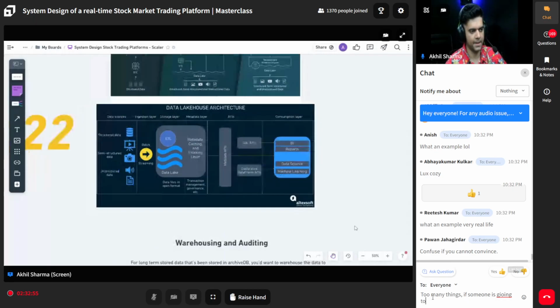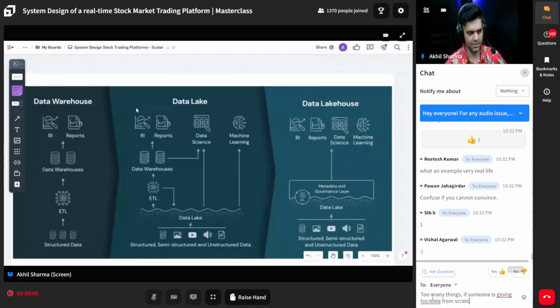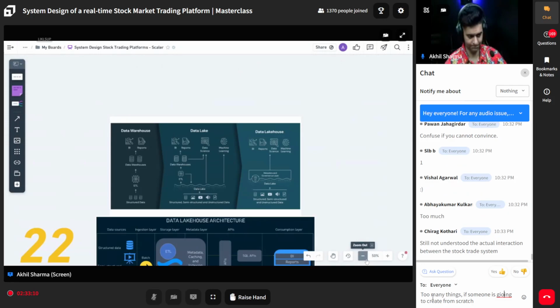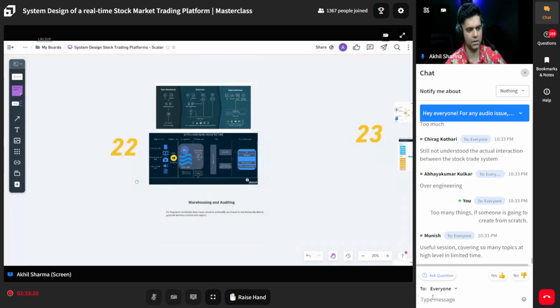So these days, there is a new concept of lake house, which is warehouse plus lake, the data lake house. You can do lots of stuff here. You can do BI, business intelligence reporting, and data science and machine learning algorithms, and you can get a lot of business insights from here. So this is warehouse and auditing. You want to store all this information in warehouses to be able to create reports and to be able to use it for auditing.